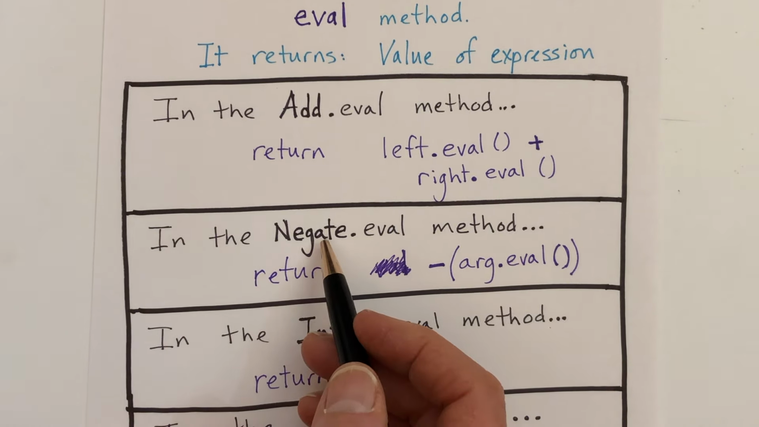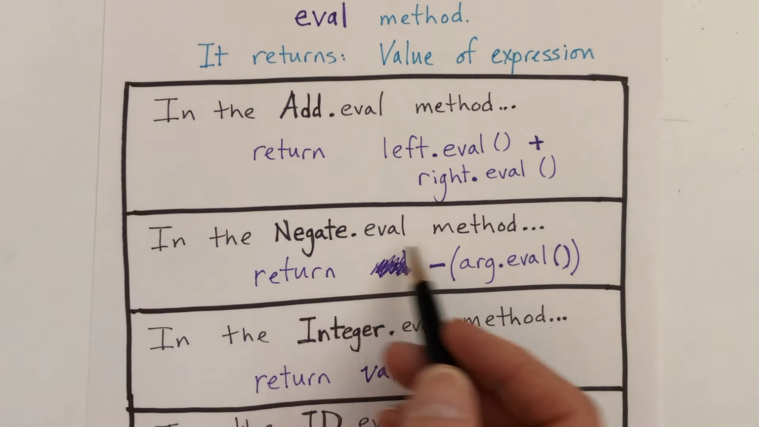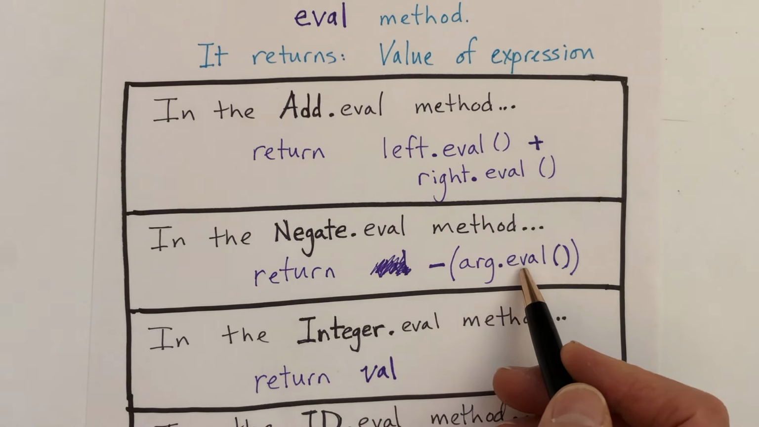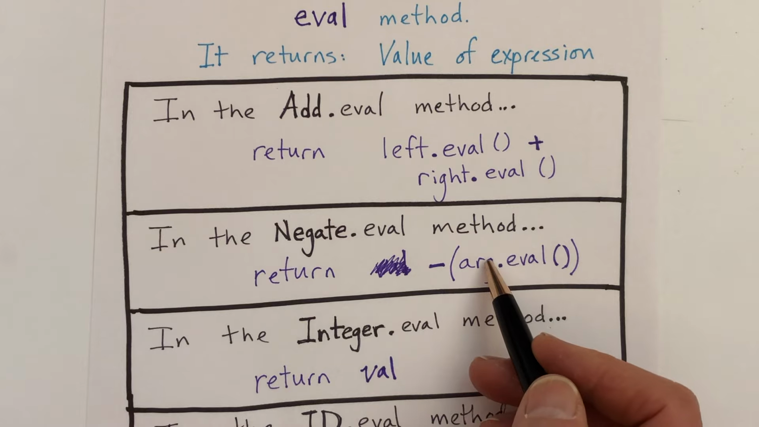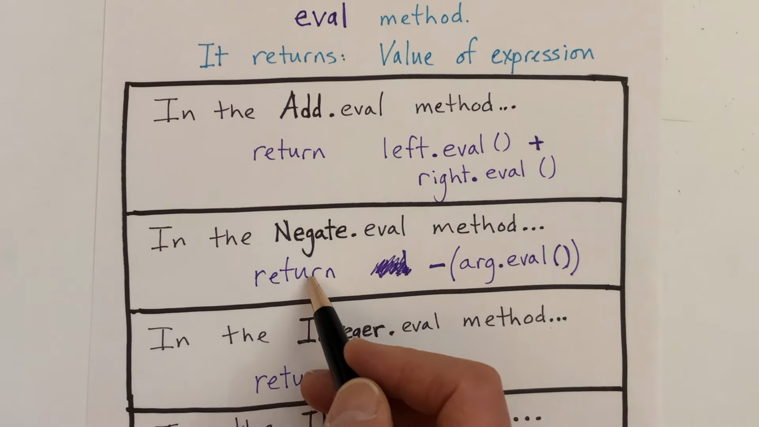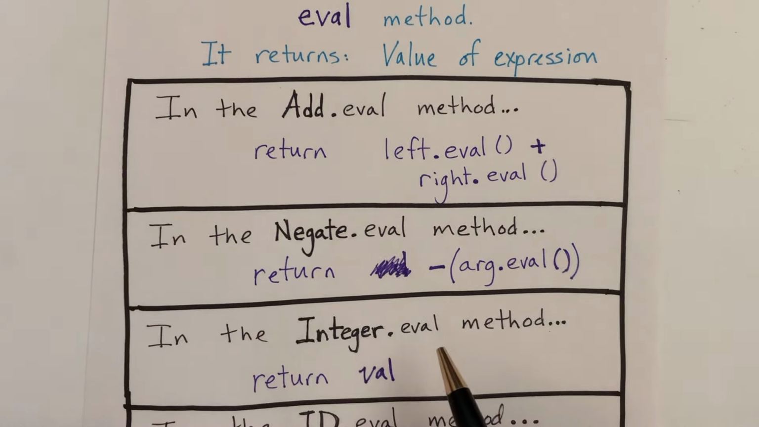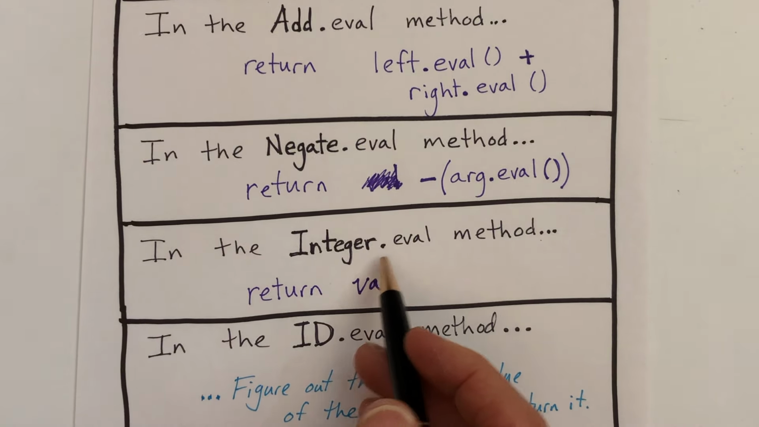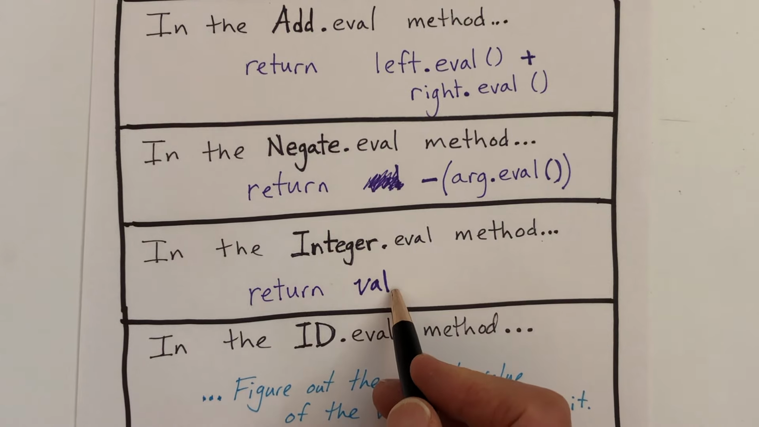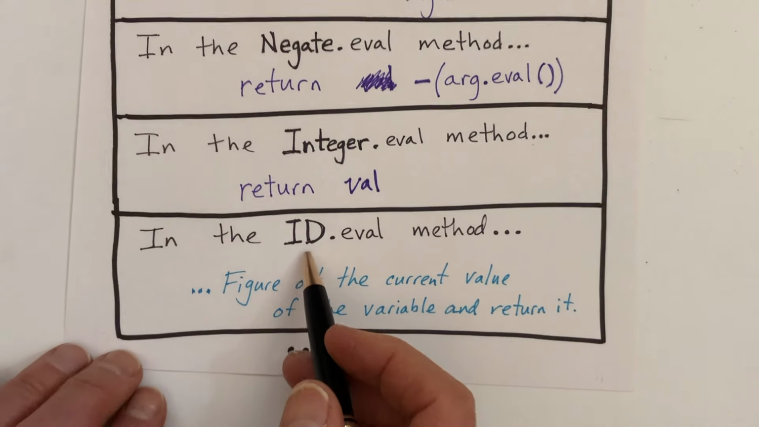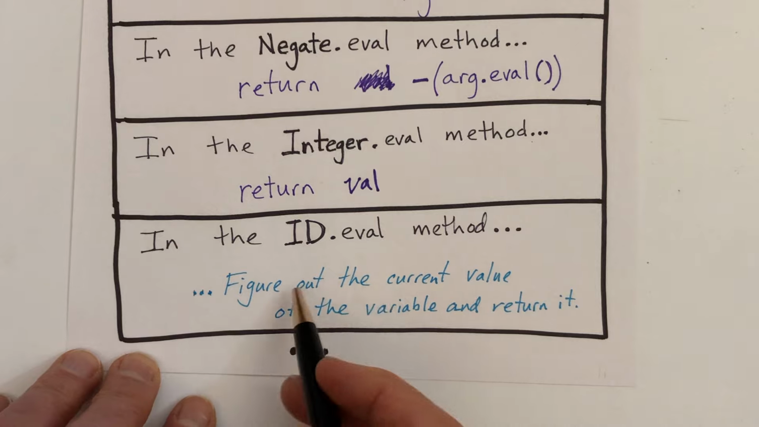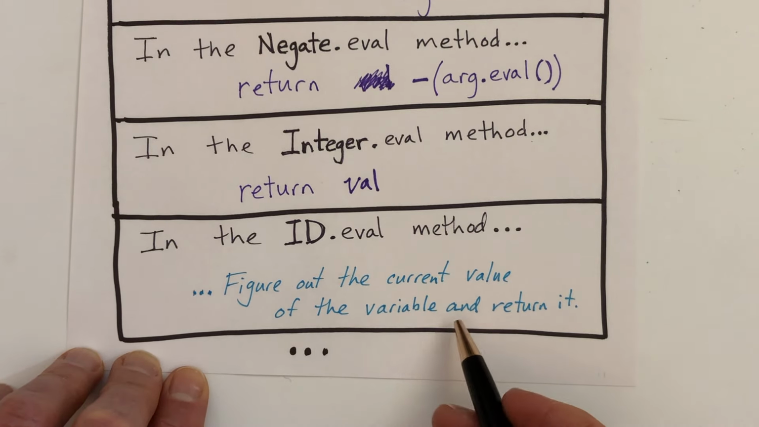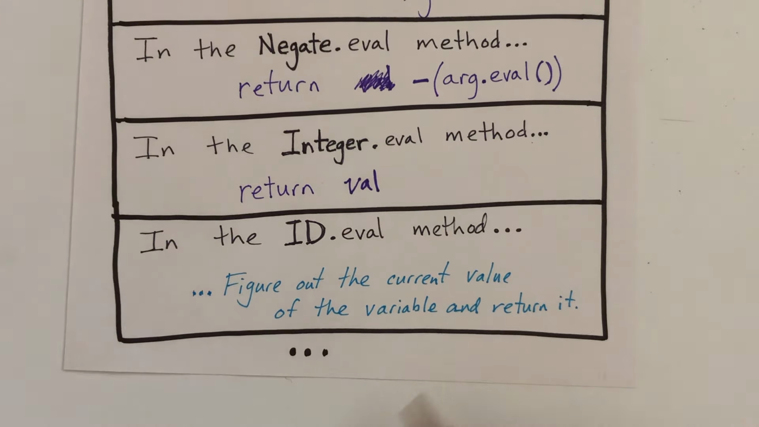A unary operator, like negate, would simply call itself recursively on the subtree, negate that, and return the resulting value. If the node happens to be an integer, then the eval method simply returns its value. If the node is an identifier, then, well, we have to figure out what the current value of that variable is and return it.